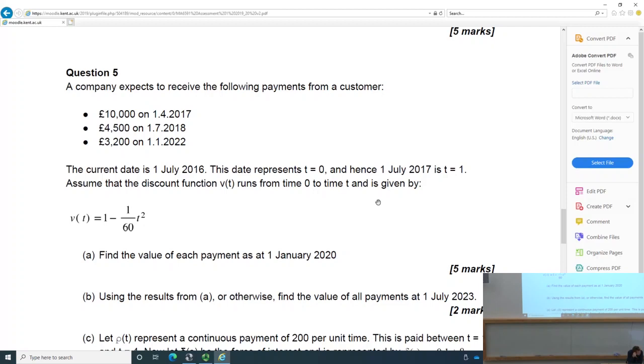Assume that the discount function v(t) runs from 0 to t and is given by v(t) equals 1 minus 1/60th t squared. Okay. Good. Right. So hopefully we've seen these. Find the value of each payment as at the 1st of January 2020. So think about what this is all about. So this is discount functions.